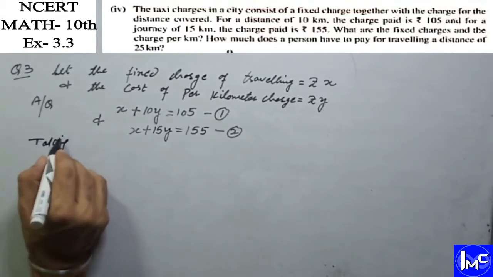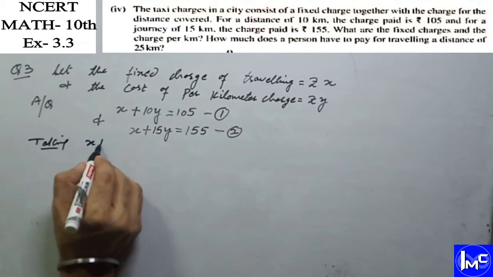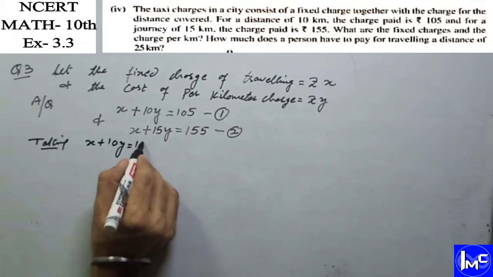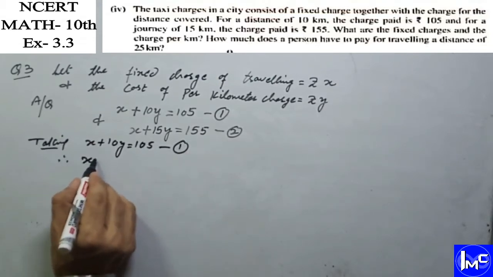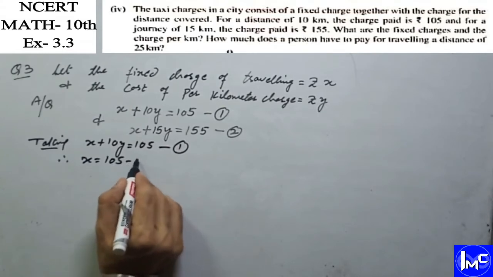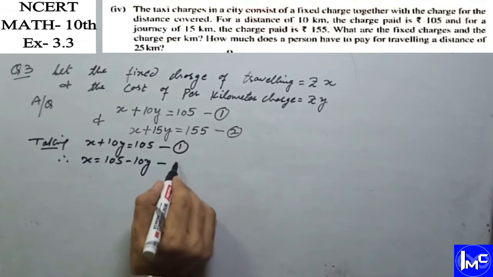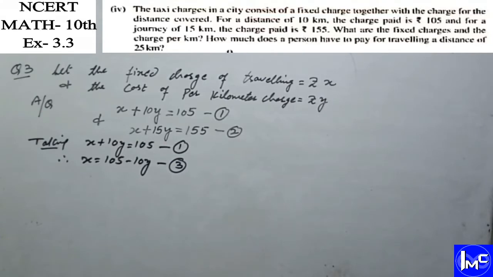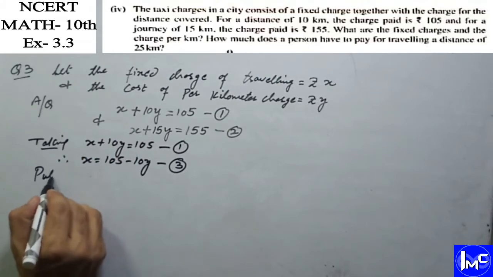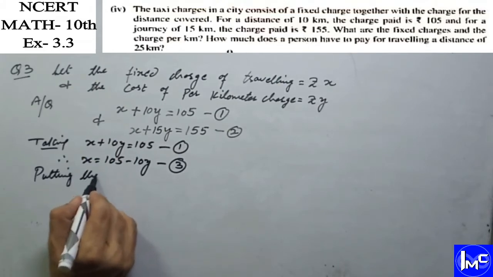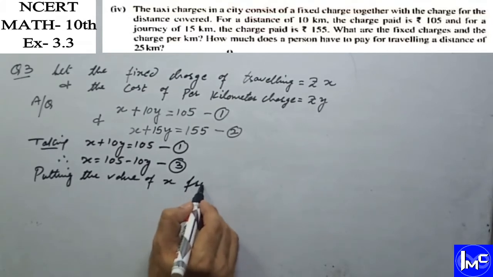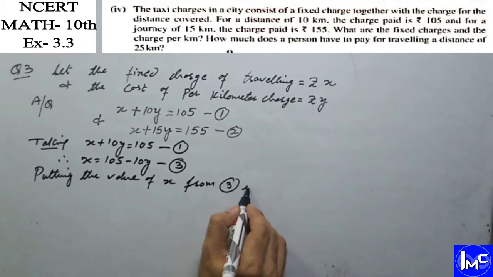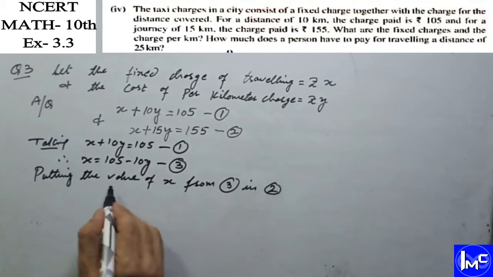So taking equation first, 105, and therefore x is equal to 105 minus 10y. This is equation number 3. Now we will put this 3 into, putting the value of x from 3 in 2.